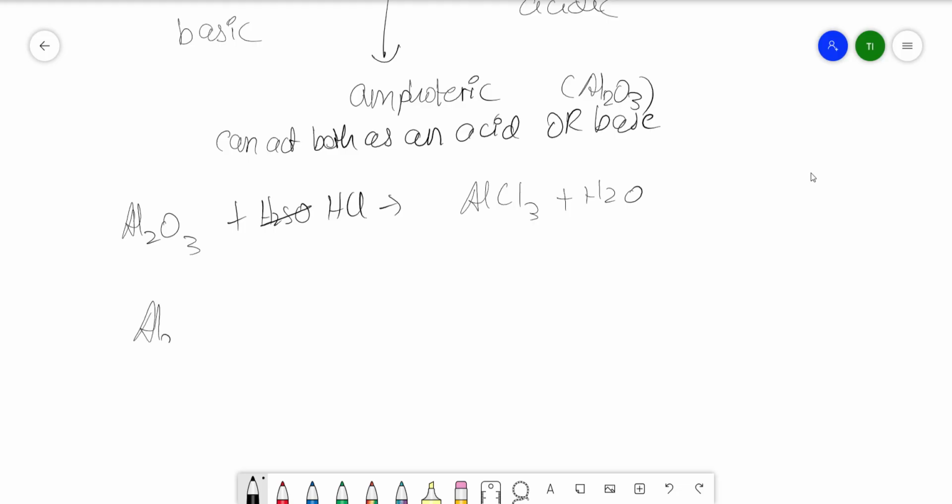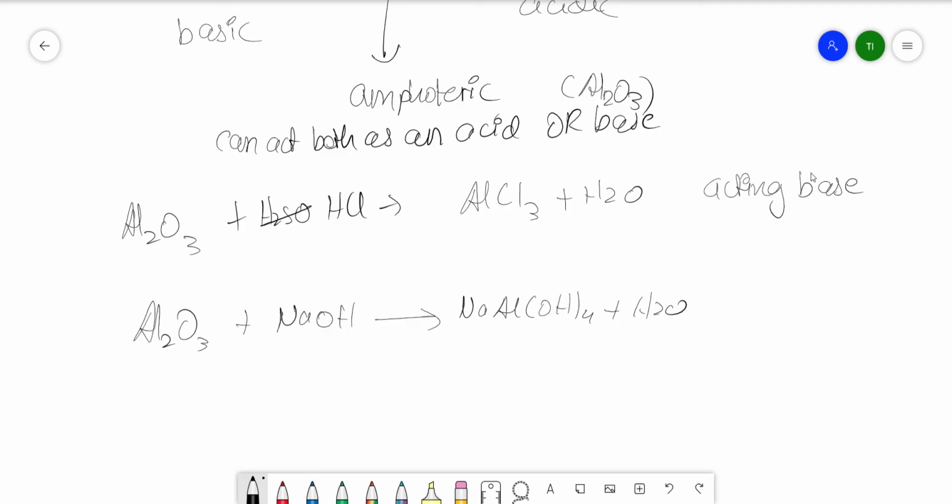And you also have to remember an equation, a basic equation, this is unbalanced, so I'd request you balance it yourself. Al2O3 plus NaOH, which is a typical base that's used. When it reacts, it forms NaAl(OH)4 plus H2O. So this is Al2O3 acting as a base, and this is it acting as an acid. That is all there is for this lesson. I hope you understood. If you do have any doubts, please leave them in the comment section below.